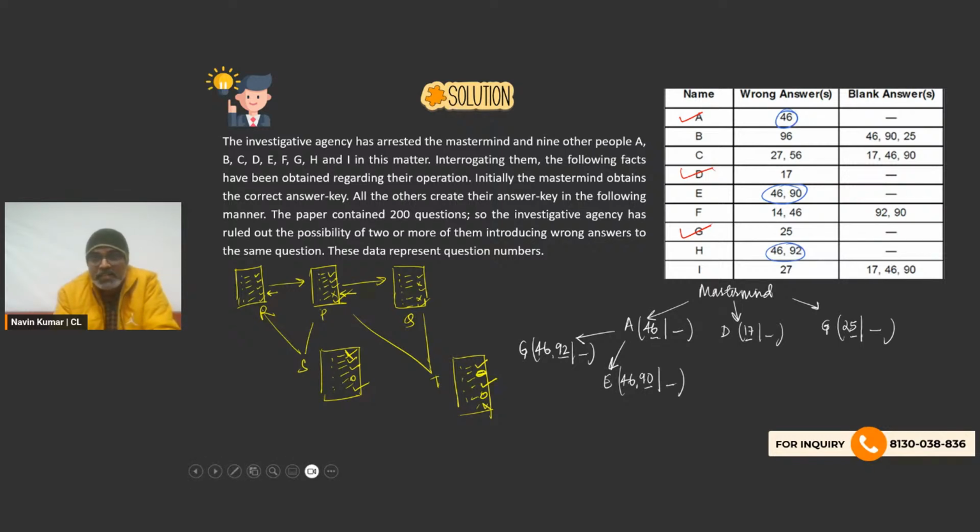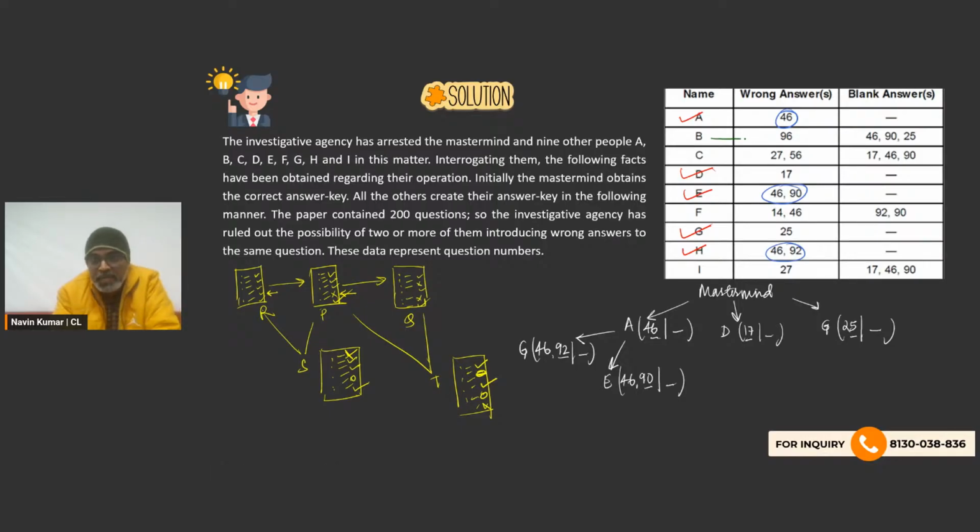Okay, what about D? Do we see a 17 again? No. What about G? Do we see a 25 again? No, we do not. Okay, next. So we are done basically with E and H as well. Now, all the four people that are left over, B, C, F, and I, have got certain blank answers. So let's see how that is going to happen.